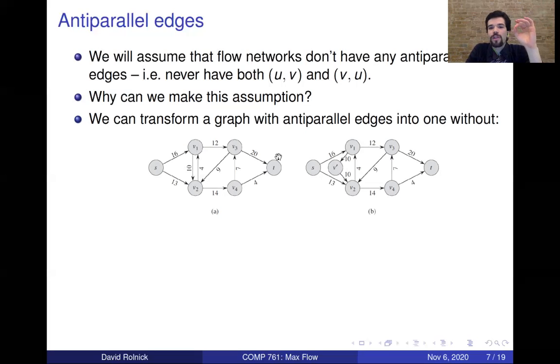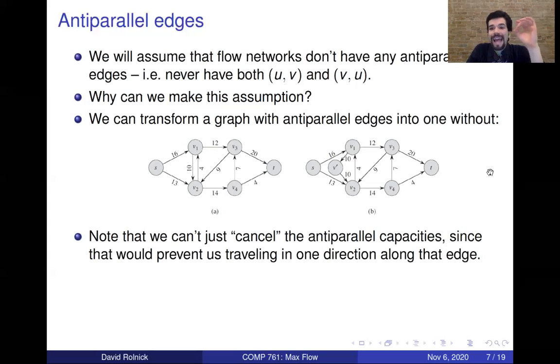So there is the question of whether we can just cancel the anti-parallel capacities, i.e. replace this. Suppose we could just take out these two and say, okay, the net capacity is just 6. And this is not true. The reason is that if we had flow in this direction and flow in this direction, the net flow would be 6 in this direction, and we could do that. But for capacity, we can't do that, because that would mean that we literally couldn't go in one direction.